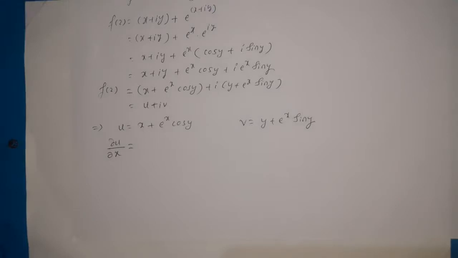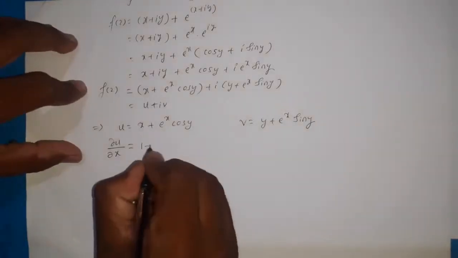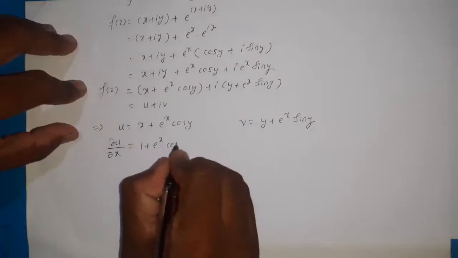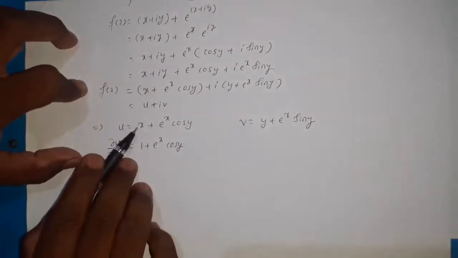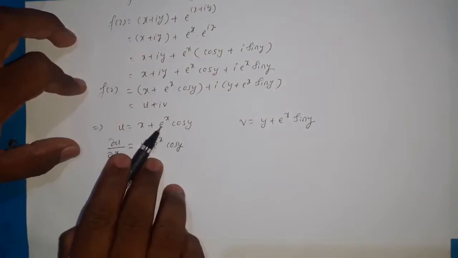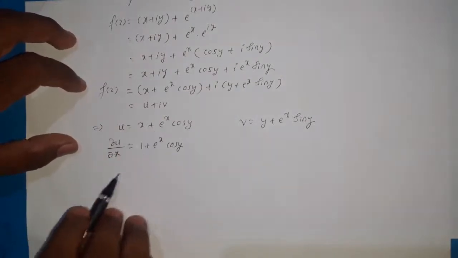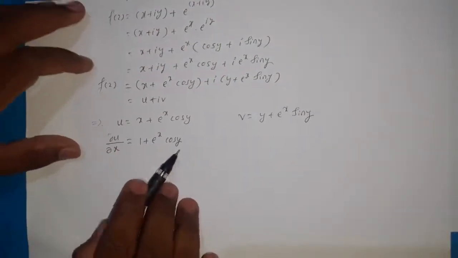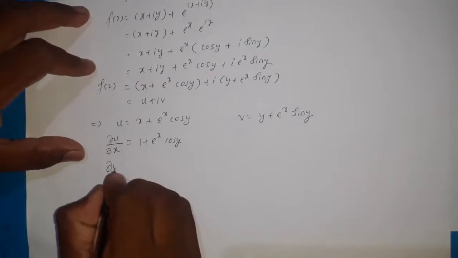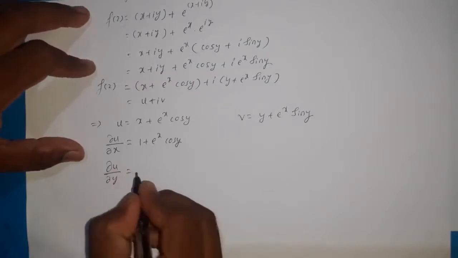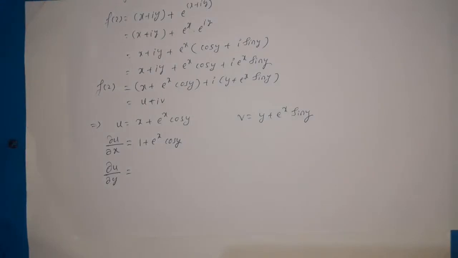Then dou u by dou x is equal to 1 plus e power x cos y, because the differentiation of x is 1 and the differentiation of e power x is e power x itself. Therefore, it is 1 plus e power x cos y. Then dou u by dou y, if you differentiate with respect to y.